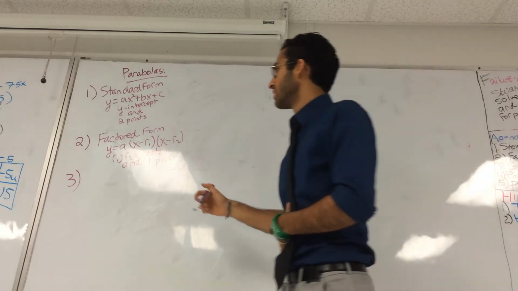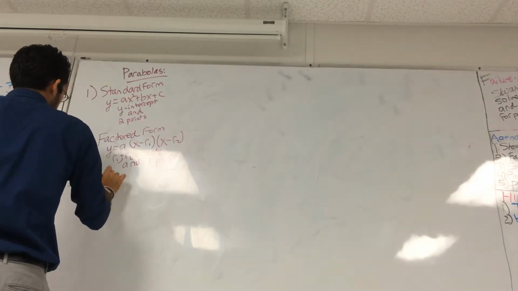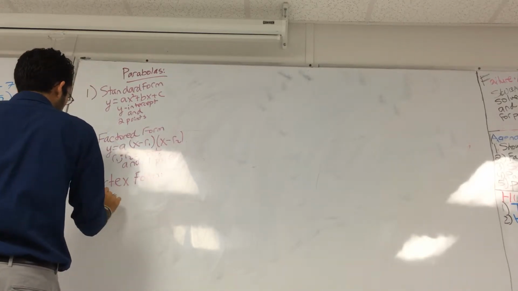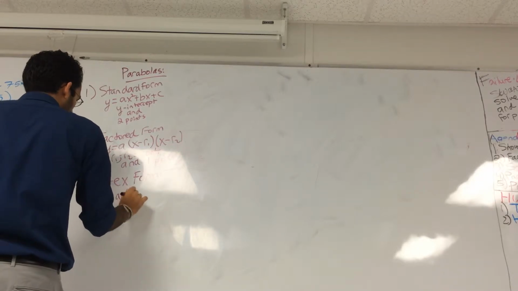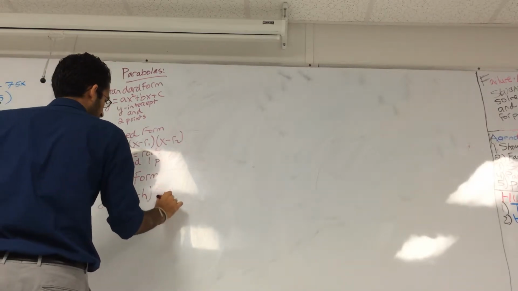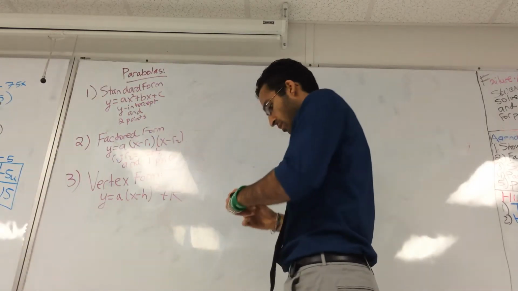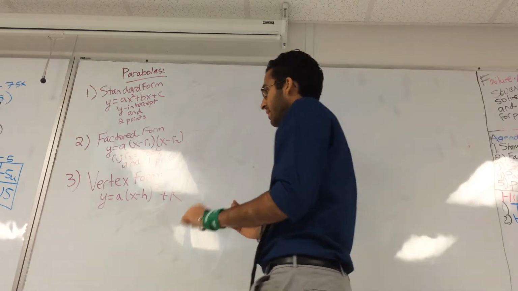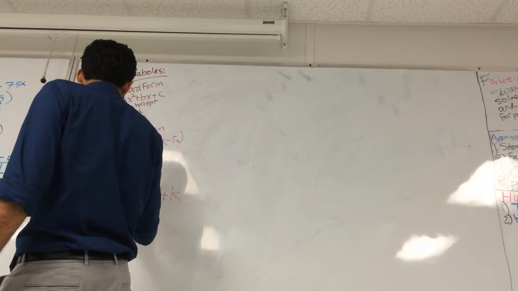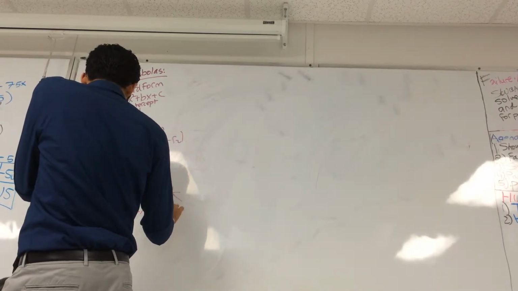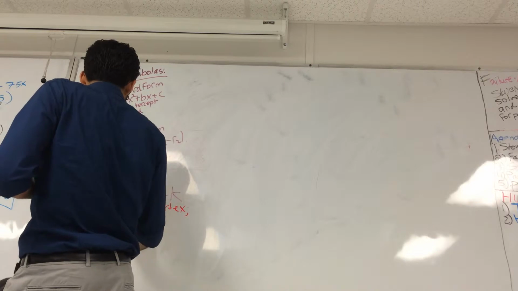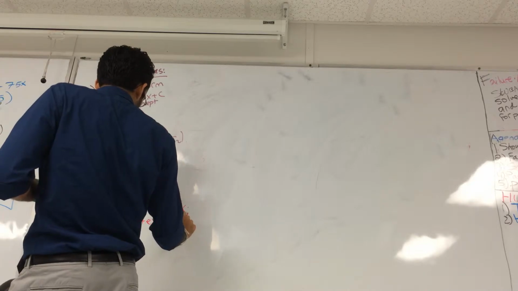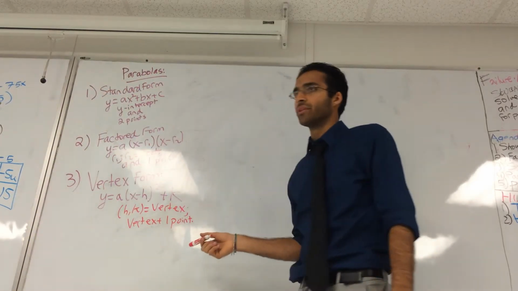And form number 3, bless you, is vertex form, which is y equals a times x minus h squared plus k. And h comma k is the vertex. I'll show you what we mean by vertex. And this is good if you know the vertex and 1 point.